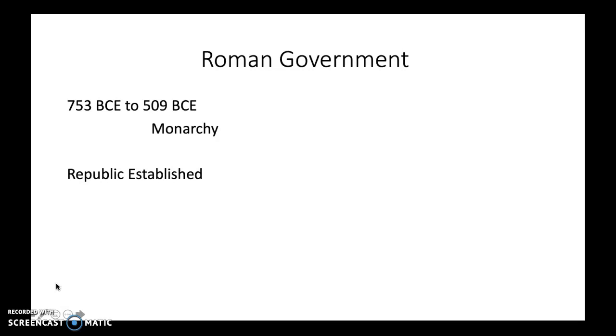In fact, if you think about the United States, what exactly really are we? Oftentimes in class, students will say, well, we're a democracy. But if you think about the Pledge of Allegiance, I pledge allegiance to the flag of the United States of America and to the republic. That's really what we are.